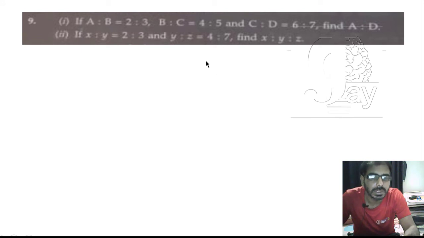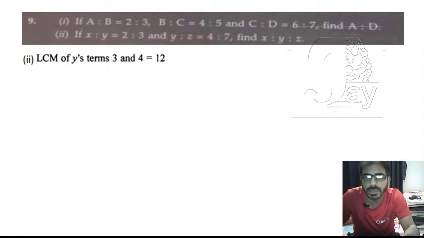Now question number 9. We have 2 questions here. Out of that we'll take the second one. Now here we have x is to y given, that is 2 is to 3. This is the first ratio, x is to y. And then we have y is to z, another ratio, 4 is to 7.